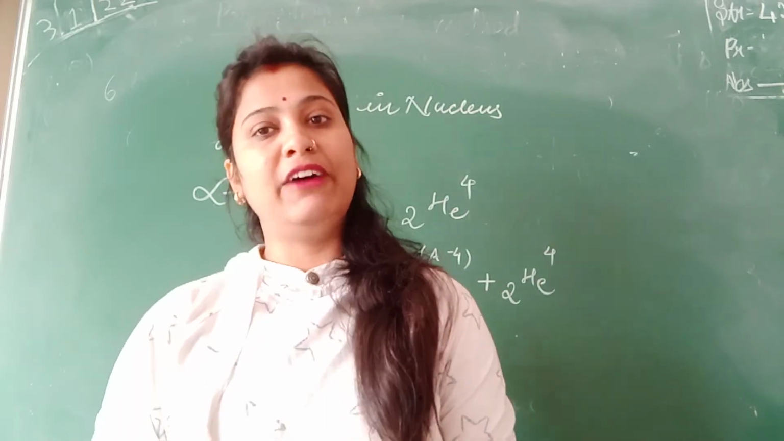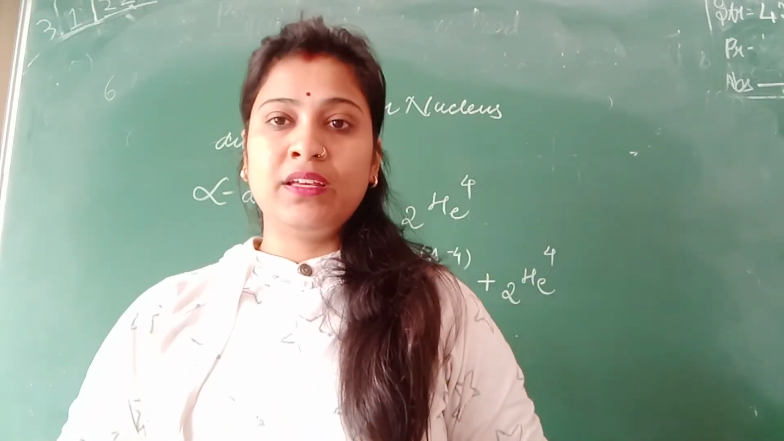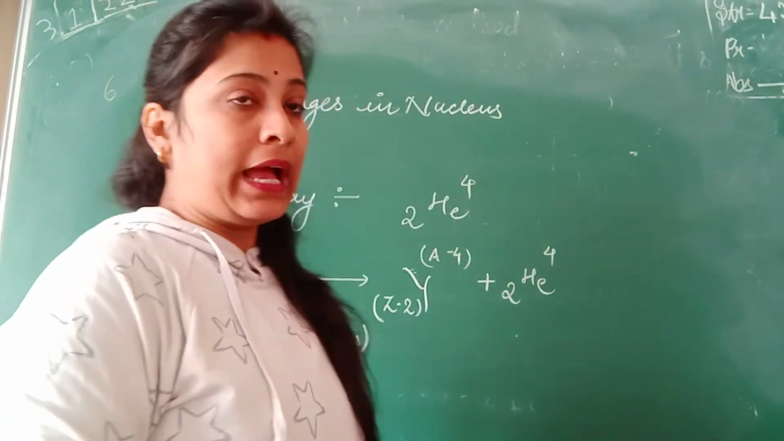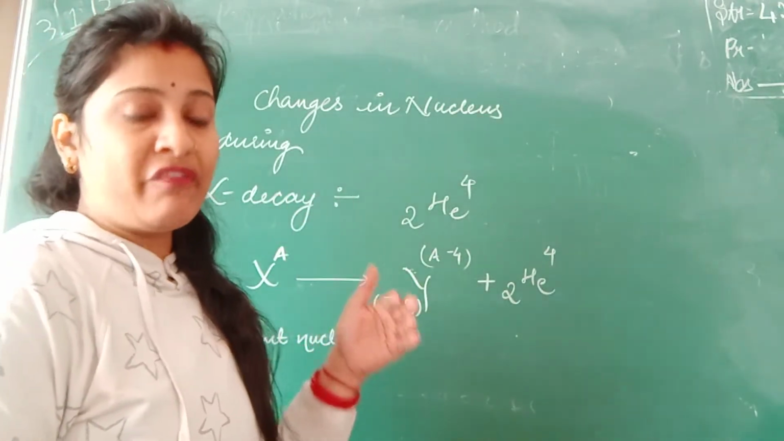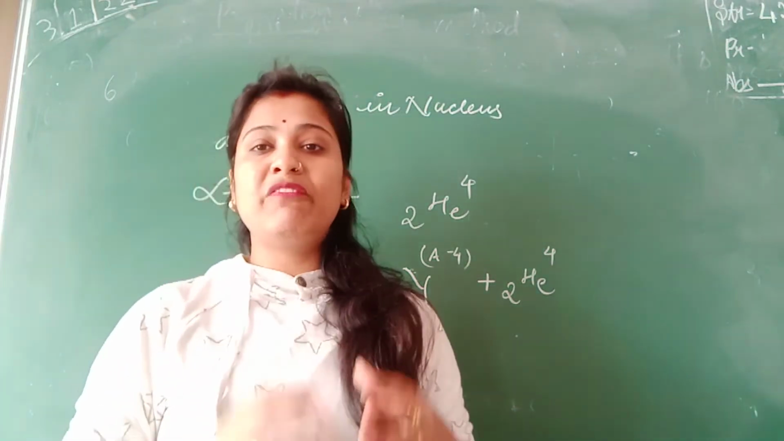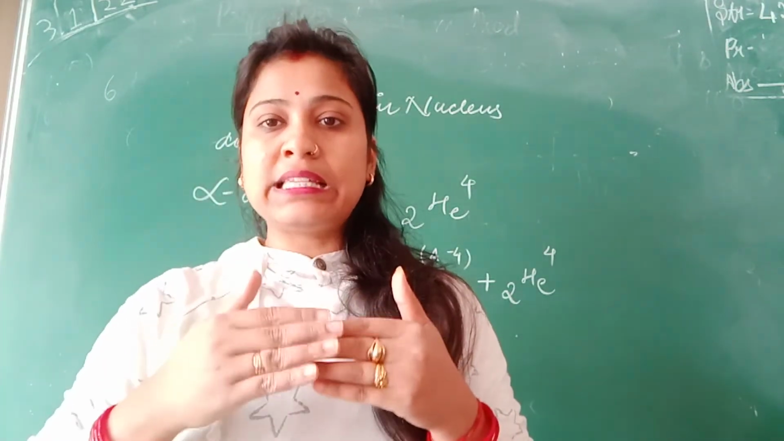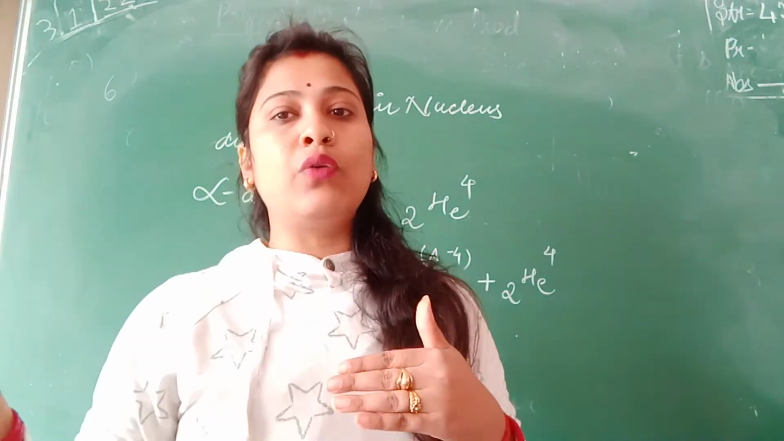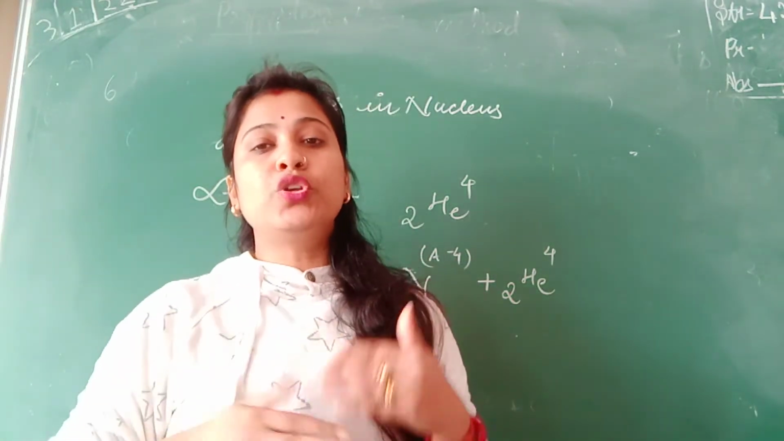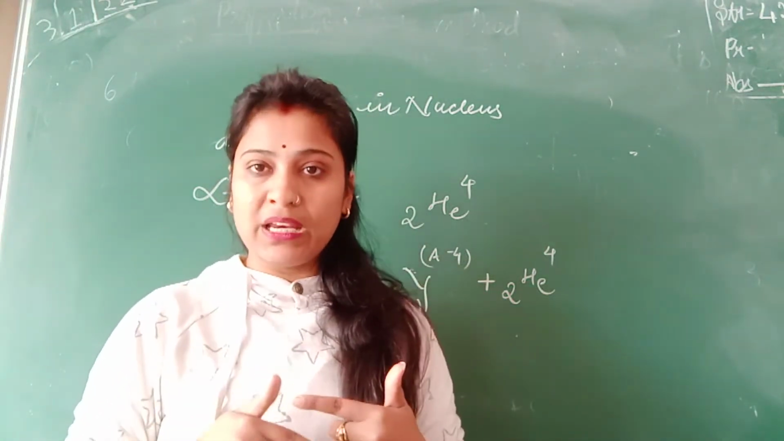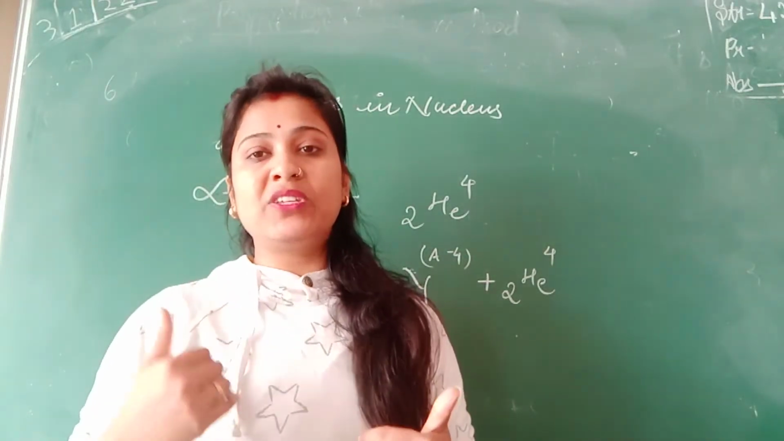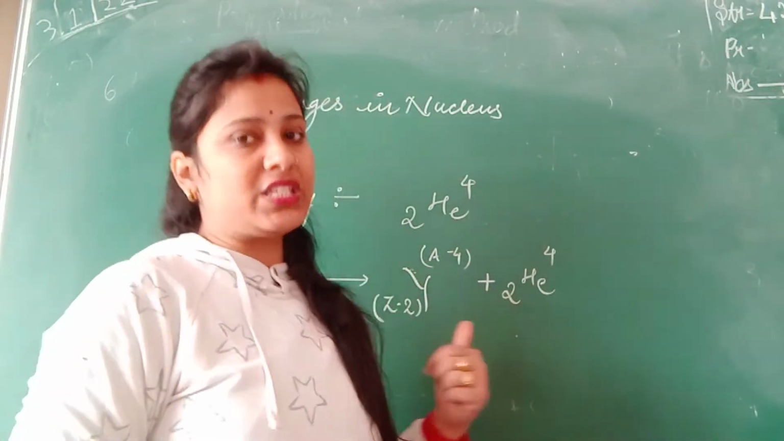So now, after studying the properties of alpha, beta, and gamma radiations, let us now deal with the topic of what will be the change in the nucleus when it emits an alpha ray, beta ray, or gamma ray. For example, we have a nucleus, and after radioactivity it is releasing alpha. That means it is releasing 2He4. So how its atomic number and mass number change whenever one parent nucleus emits alpha decay, that we are going to study today.